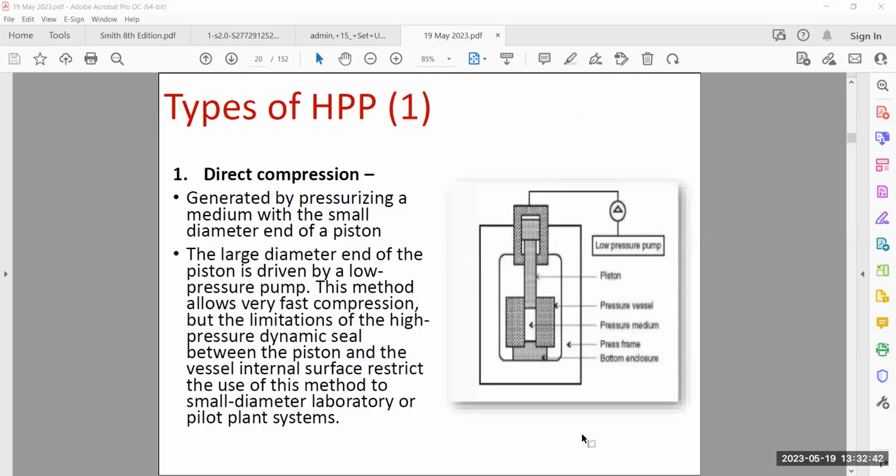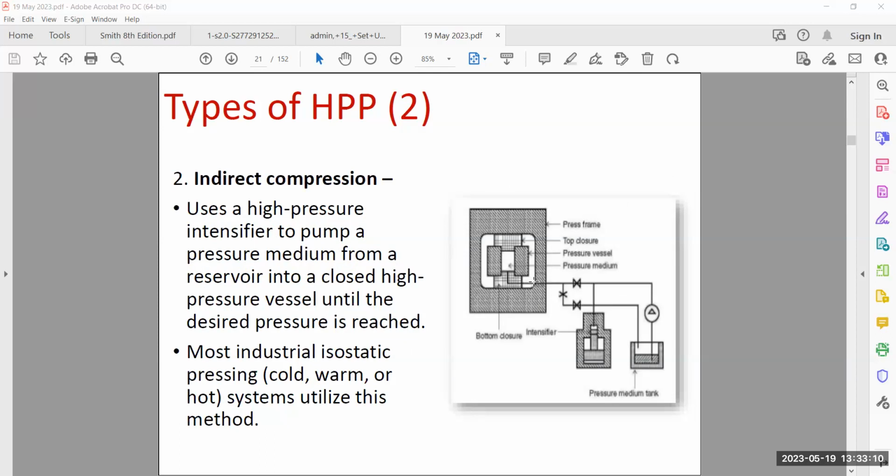So there are two types of HPP. One is what we call direct compression, where you have the pistons here and the pressure vessels. You can put your food product inside, and you would have a low pressure pump connecting to the pistons, and you can compress your product to the pressure that you need. Another way of doing it is what we call indirect compression. The current industrialized HPP systems are using this type.